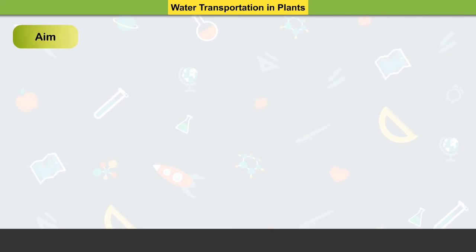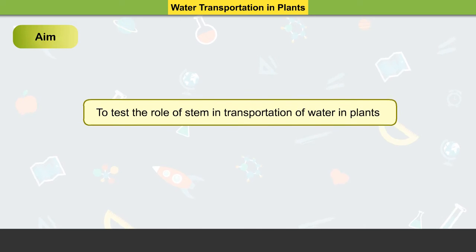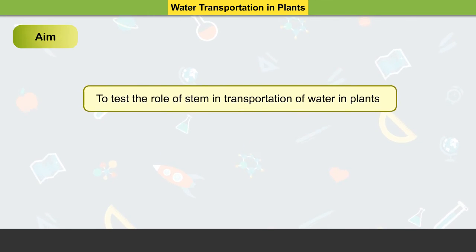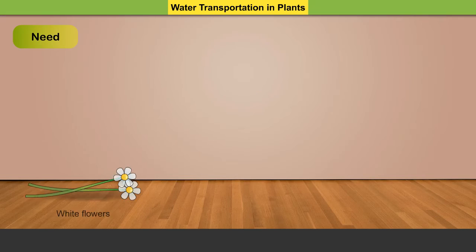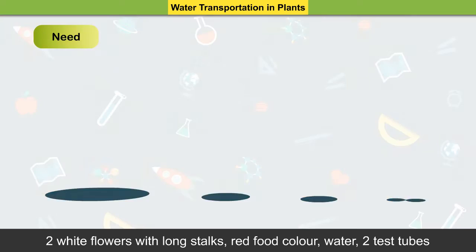Activity: aim to test the role of stem in transportation of water in plants. Need: 2 white flowers with long stalks, red food color, water, 2 test tubes.